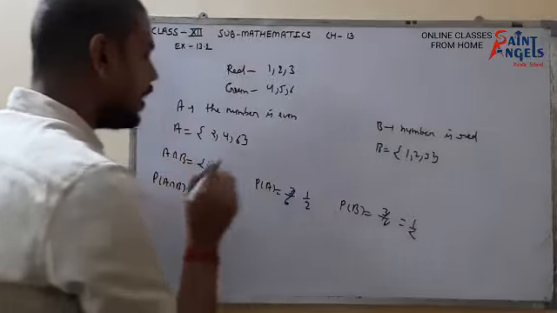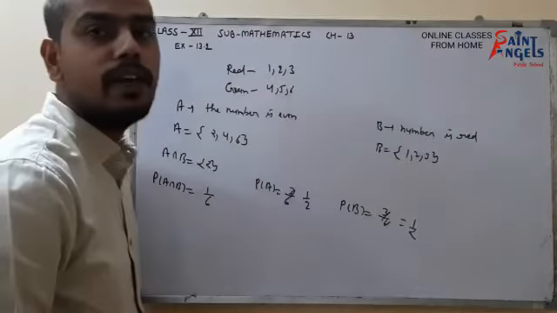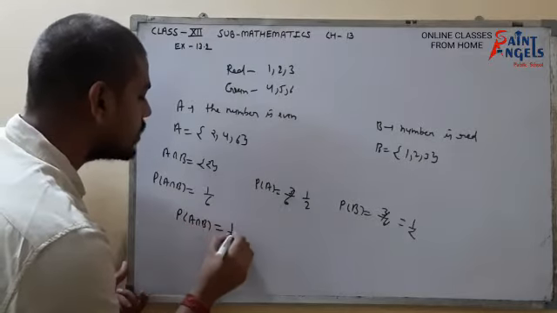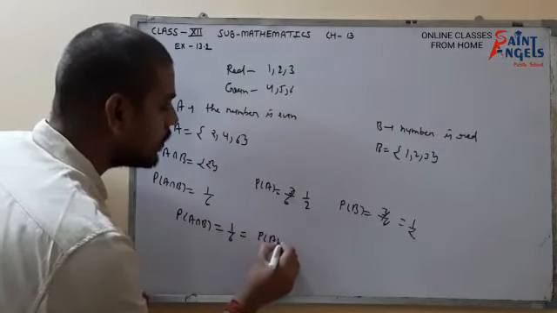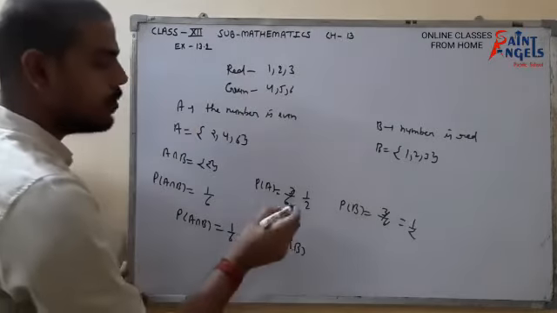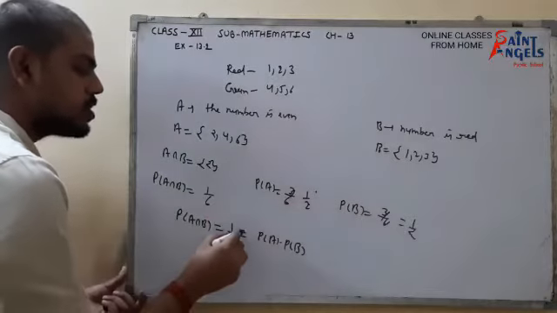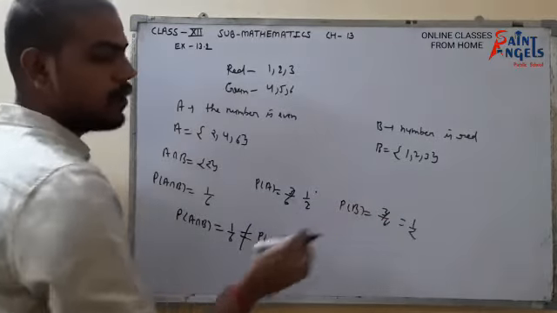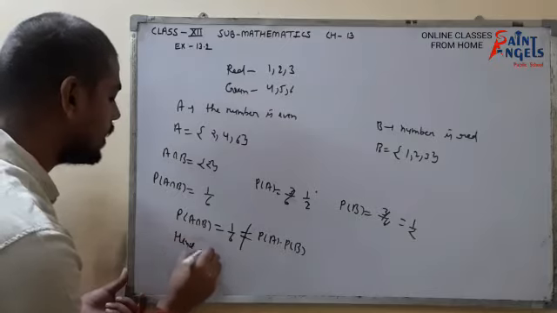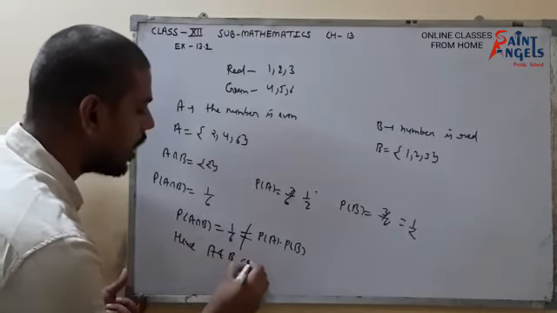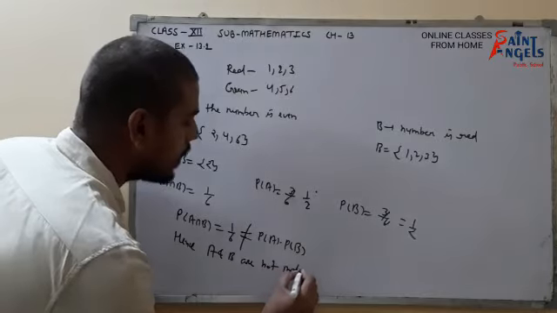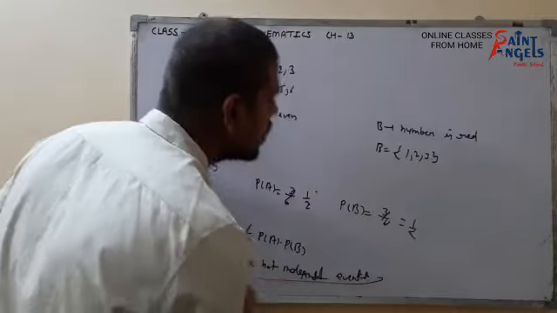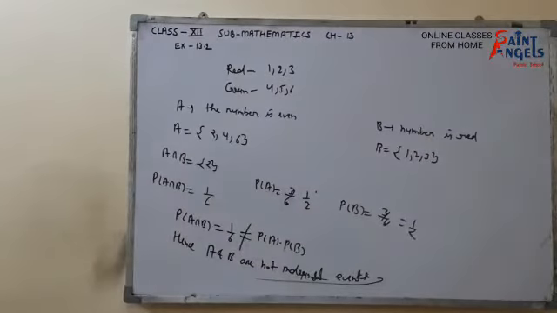If events A and B are independent, then P(A intersection B), which is 1 upon 6, should equal P(A) dot P(B). But P(A) dot P(B) would be 1 by 2 into 1 by 2, which is 1 by 4, not equal to 1 by 6 clearly. Hence A and B are not independent events. I hope it's clear. Very easy questions. Now please pause the video and note it down.